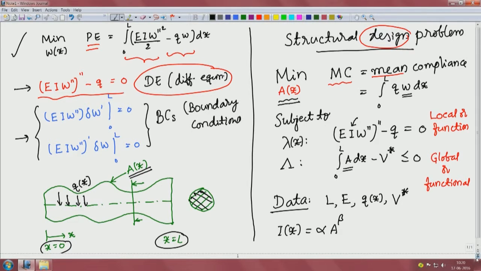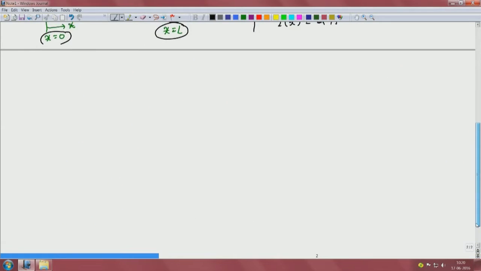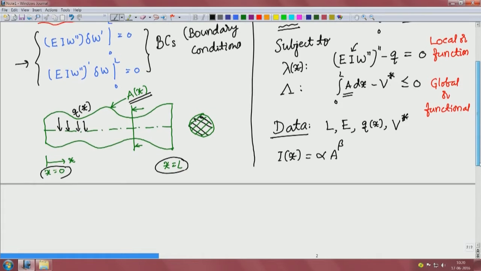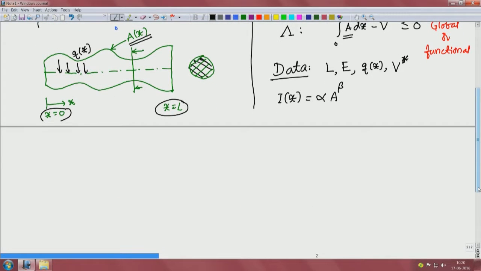How does it come about? Let us look at that. For different cross sections, this alpha beta will be different. So, we are writing here, I will rewrite it. We have I of x, we want to write as alpha times A raised to beta. Let us take rectangular cross section. Okay. Let us say the breadth is B and the depth is D.